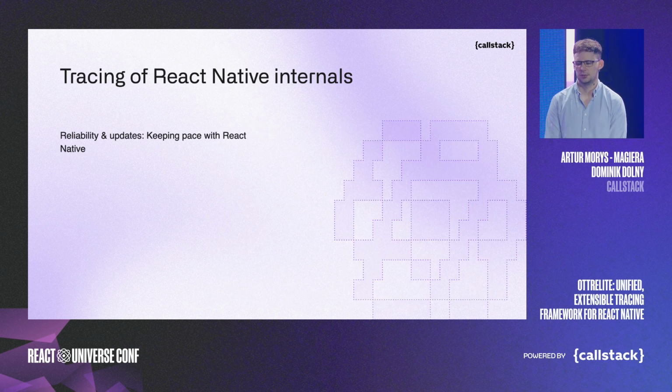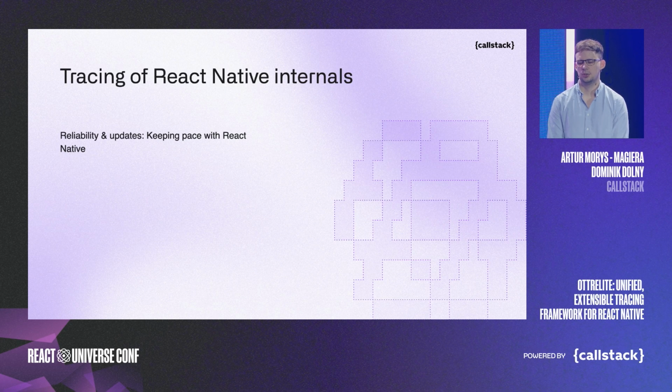One valid question that might arise is, what happens if React Native updates its internal code? Could these modifications to the bytecode cause crashes or break the app? This is a critical concern, and we've designed our approach with it in mind. First, our instrumentation techniques are designed to be as robust as possible. If something changes in the React Native code, the worst that can happen is that the code won't trigger Ottrelite Android methods. There is no possibility of crashes or unstable behavior.